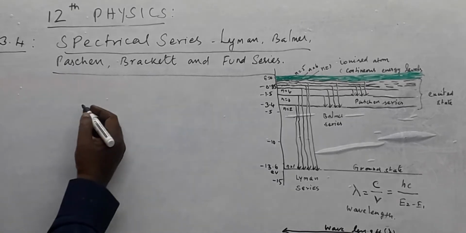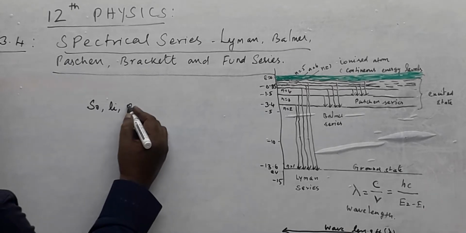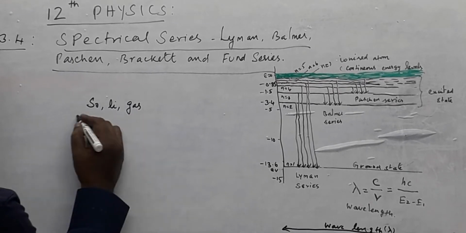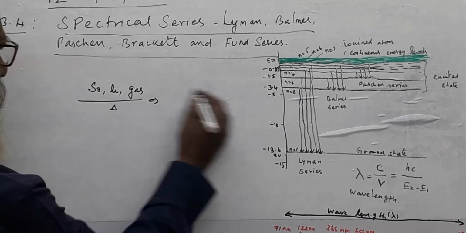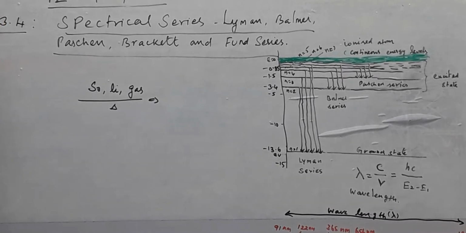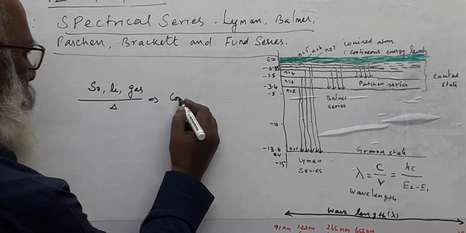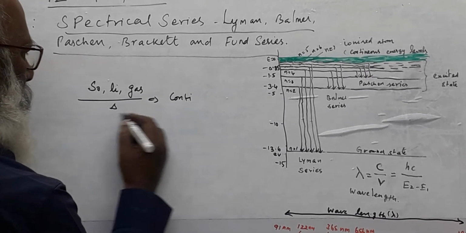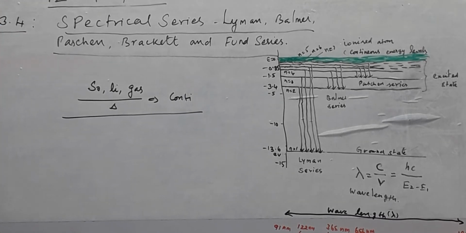When you consider a solid, liquid or gaseous state and apply heat energy, it may emit radiation. Then you get a continuous spectra. As per the ancient scientists, it was explained that it was continuous spectra.